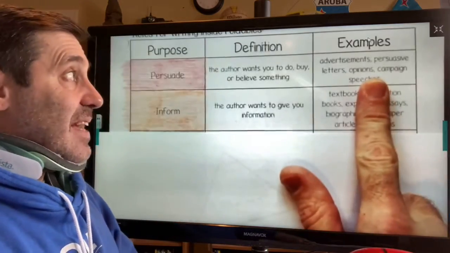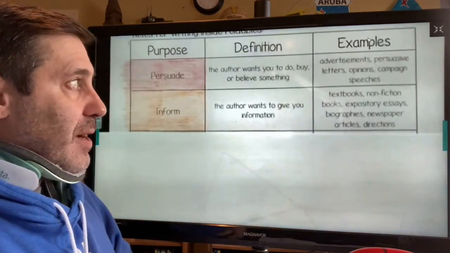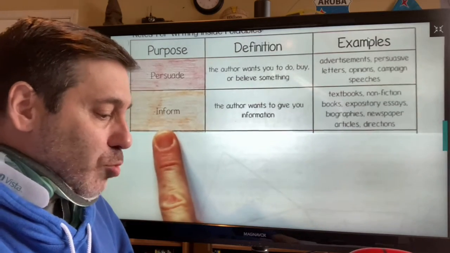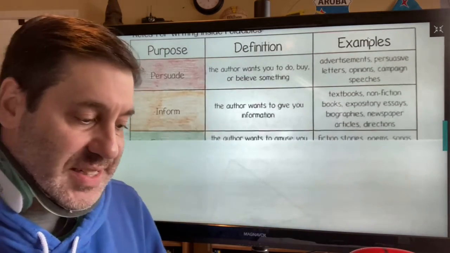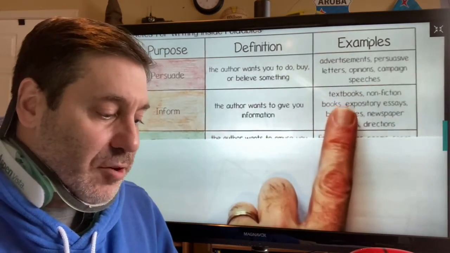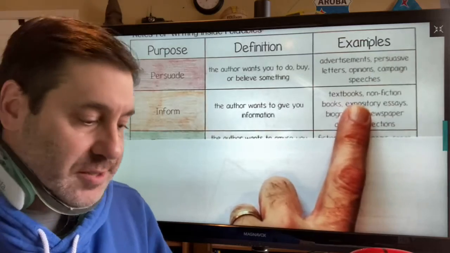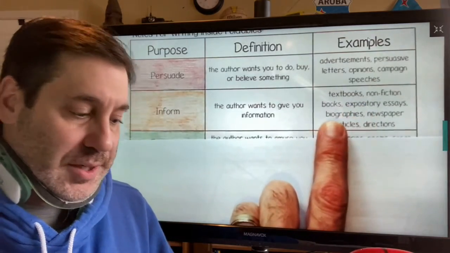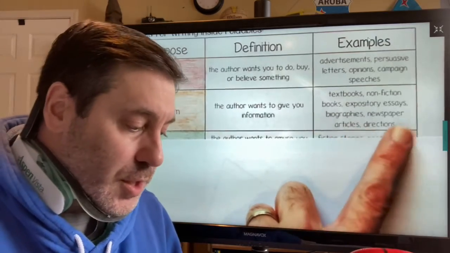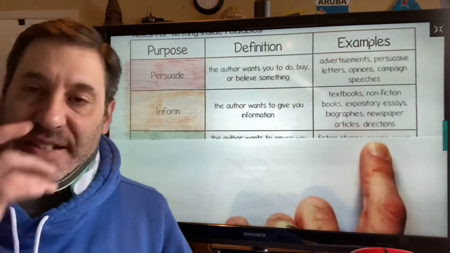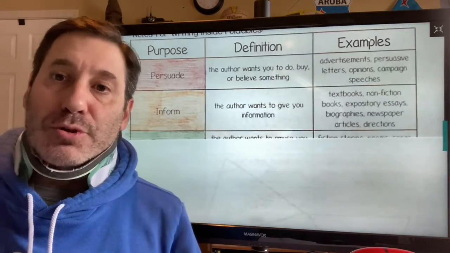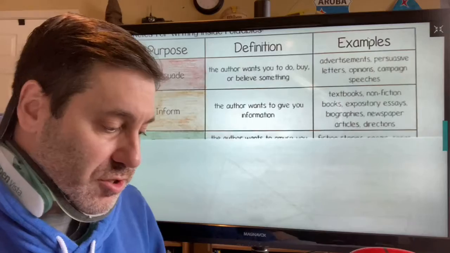Okay? These are some examples of writing to persuade. Now, the one that we just did here in orange, writing to inform, is when the author wants to give you information, that's it. You can see this kind of writing in things like textbooks or nonfiction books, expository essays, biographies, newspaper articles. And this is newspapers, whether they be papers in your hand or whether it be a news website, which is probably what you're more used to.